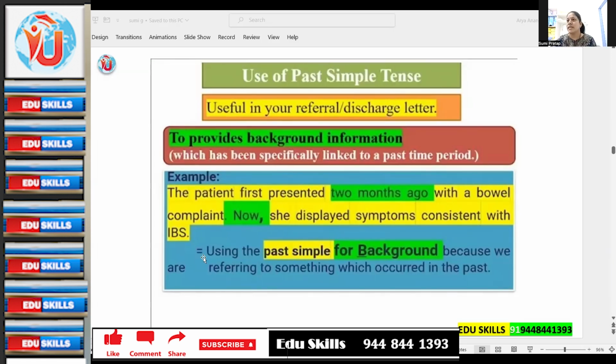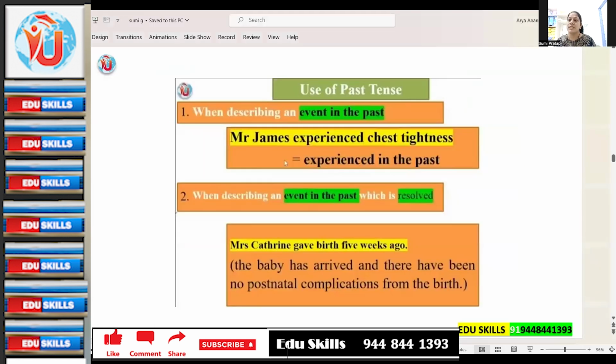Okay, so next we can see past tense, where to use. When describing an event in the past. Mr. James experienced chest tightness. In the past he experienced, maybe we gave the medication and he resolved, an event discharge. Again he came back with chest pain and maybe was diagnosed with MI. So in this past tense also we have to inform that the patient came like this. But we have to use past tense only for that, when describing an event in the past which is resolved.